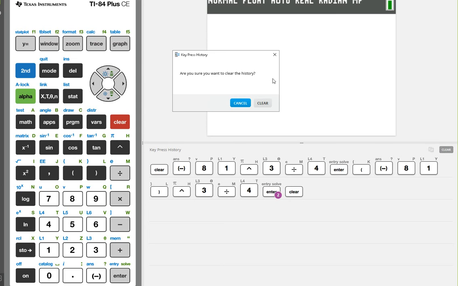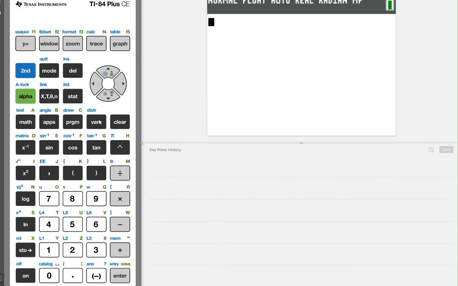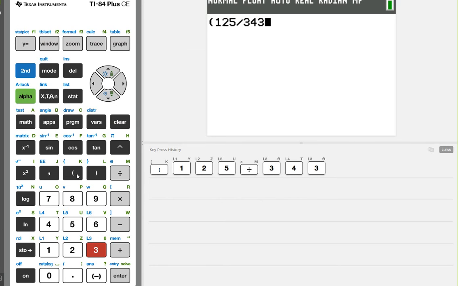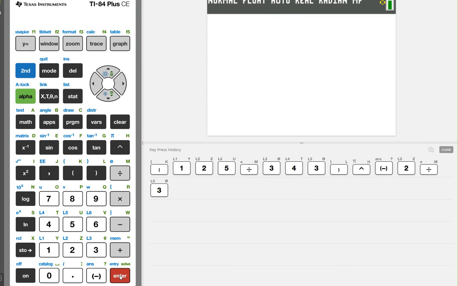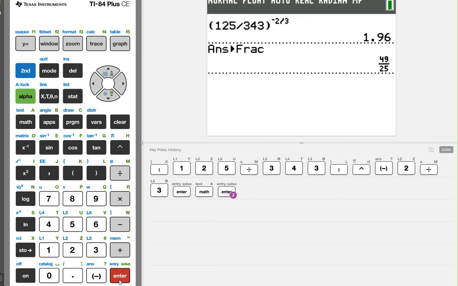Let's see if we can't make that work on our graphing calculator. So let me clear out all this old stuff. You can follow along with my keystrokes here. Parentheses, 125 divided by 343, close parenthesis, raised to the negative 2/3 power. So exponent negative 2 divided by 3. Now you're going to get a decimal answer. I don't want decimal answers. On the test, I'll specifically say I want a fraction. So go to the math key, press answer to fraction, and bam, it's exactly what we just got.